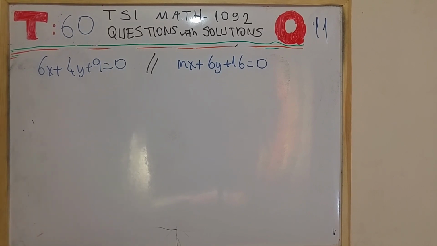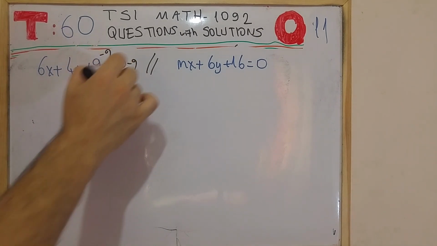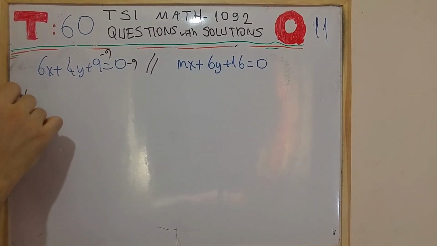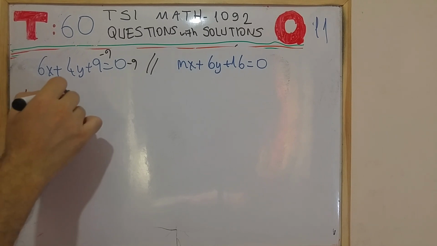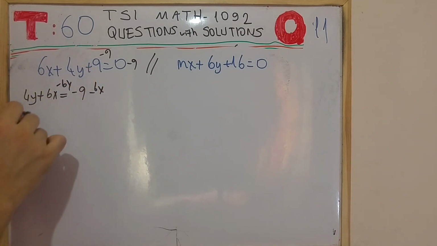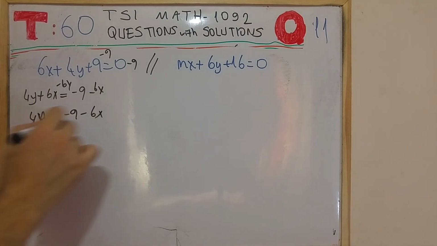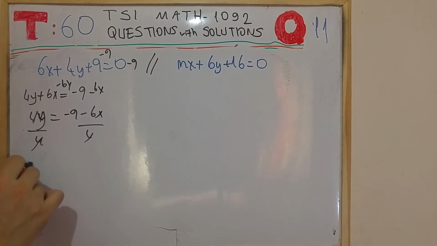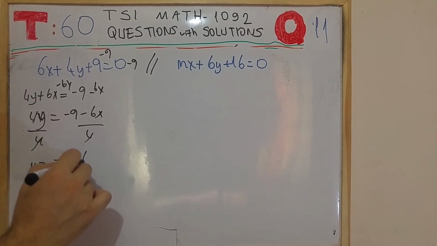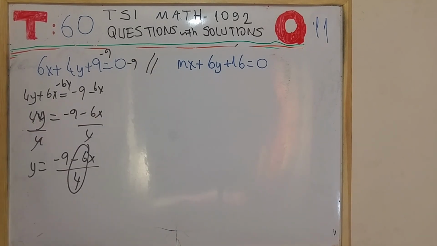So let's find the slope of this one first. What we have here is, when I subtract 9 from each side, 4y plus 6x is equal to minus 9. When I subtract 6x from each side, what I have is 4y is equal to minus 9 minus 6x, dividing each side by 4. What I have is y is equal to minus 9 over 4 minus 6x over 4. Therefore, the slope of this line is equal to minus 6 over 4. Keep this in mind. We're going to use it here.